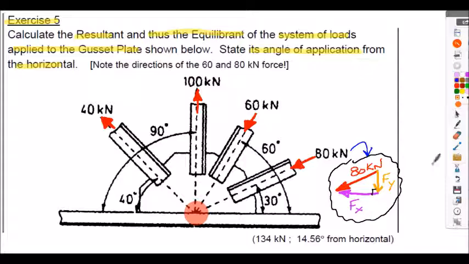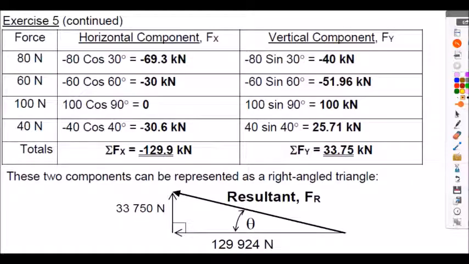So I'd encourage you to stop the presentation and attempt this question using the same approach as we used in the previous examples and exercises, just that you've got 4 forces here and not 3 forces, and the answers are shown in the brackets at the bottom of the slide. The full worked solution is shown on the following slides. So here's exercise 5. 4 forces applied, 80 kilonewtons, 60 kilonewtons, 100 kilonewtons and 40 kilonewtons.